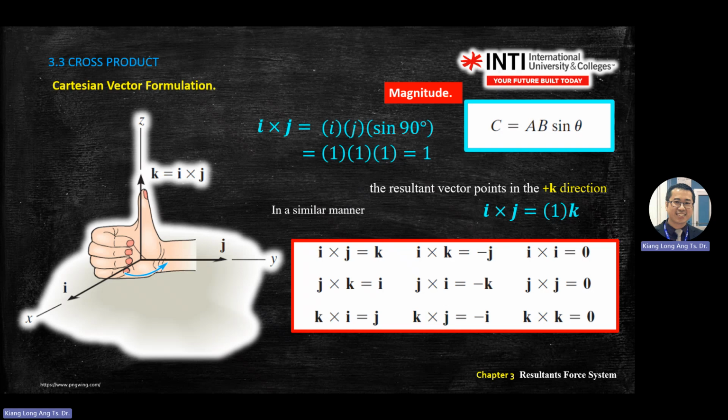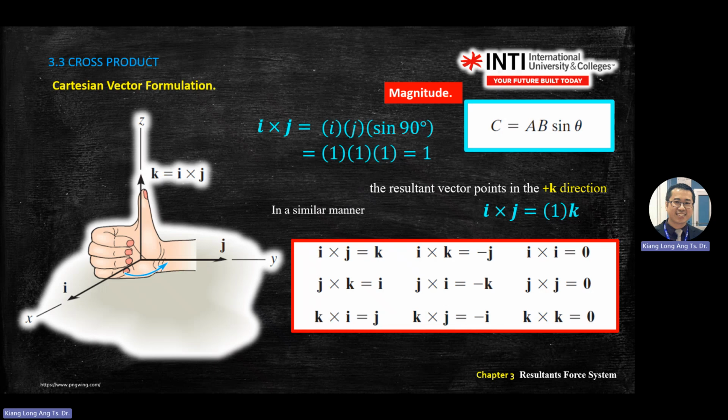How do you get negative J when you take I cross K? I cross to K, you have to do it like that. I cross to K is pointing inside, negative, going against the y-axis, negative J. Okay, J cross to I, also you need to flip your hand a bit. J cross I is pointing down, and positive goes up, so you get negative K.